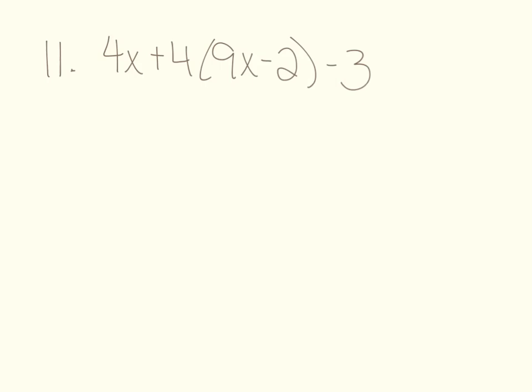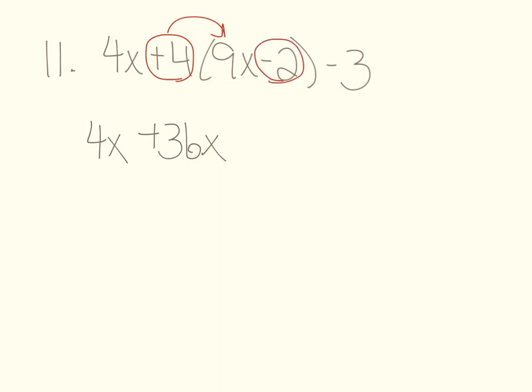I'm going to do one more with you, number 11. This one doesn't even have fractions, so I'm happy, but it is a little more complicated looking than some of them. What's the first thing I look for? I look for distributive property. So I see this right here, 4 times the quantity 9x minus 2. So I'm going to bring down the 4x, and I'm distributing a, what kind of 4? A positive 4. So positive 4 times positive 9x, I get 36x. Then I'm doing positive 4 times what kind of 2? A negative 2. 4 times a negative 2 is negative 8, and I'm going to bring down my minus 3.